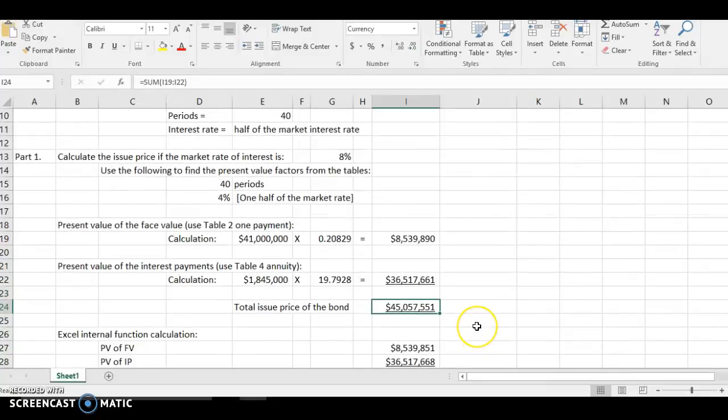So that's how to find the price of the bond. Again, you need to find the present value of the face value and the present value of all the future interest payments. And that will give you how much the price of the bond is today.